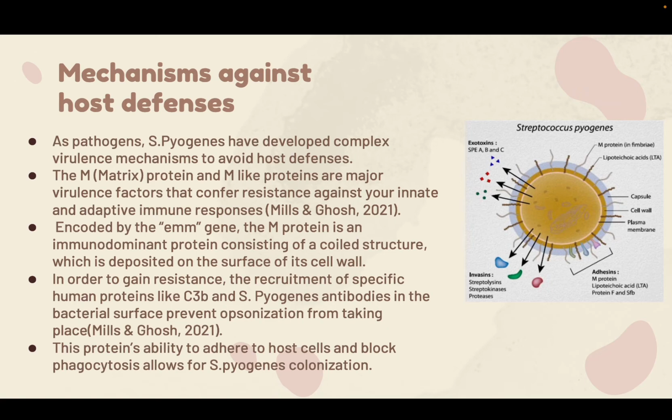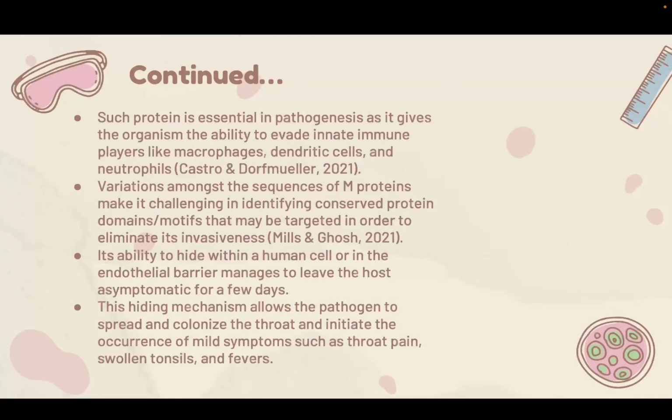Their ability to adhere to host cells and block phagocytosis is a truly fascinating adaptation that eventually leads to their colonization through the body. Such protein is essential in pathogenesis as it gives the organism the ability to evade innate immune players like macrophages, dendritic cells, and neutrophils. Variants among sequences of M proteins make it challenging to identify a conserved protein domain that can be targeted in order to disrupt this invasiveness mechanism that they hold.